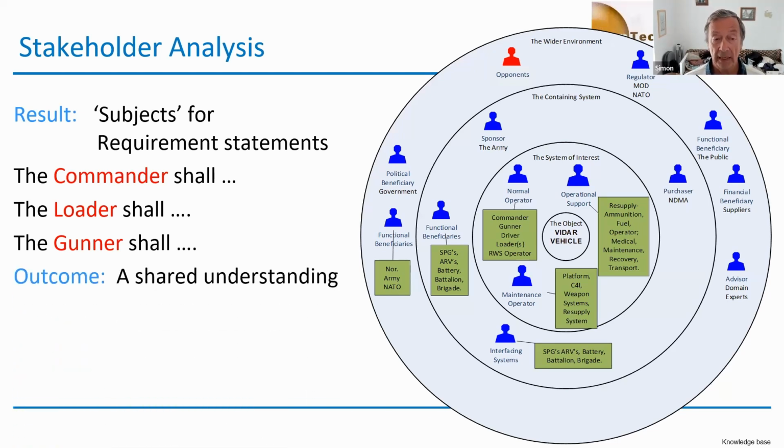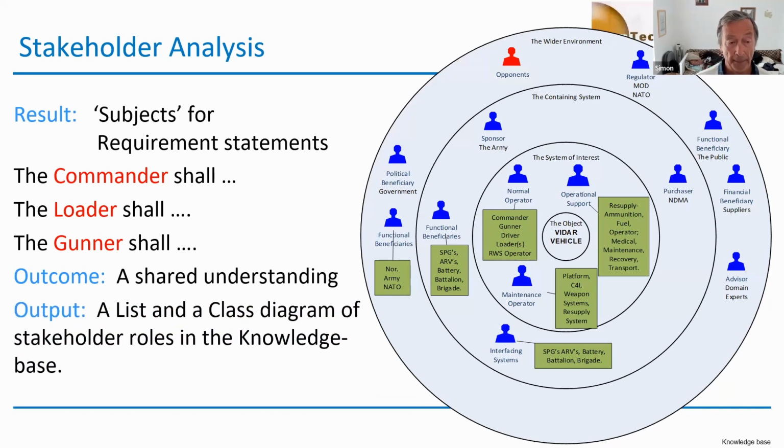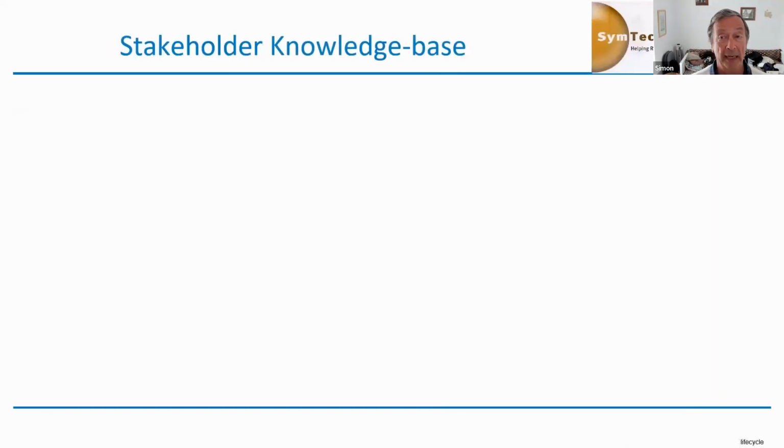The outcome is we now have a shared understanding. When we use a particular word, that's what we mean. When we identify a particular person, a stakeholder, we should have now a shared understanding of who it is we're talking about. And we end up with a list of all the stakeholders and a class diagram for those stakeholder roles. And we entered these into a knowledge base. We had a particular tool that we were using that could do the natural language processing for us, and it operated on a knowledge base. So let's have a look inside the knowledge base.